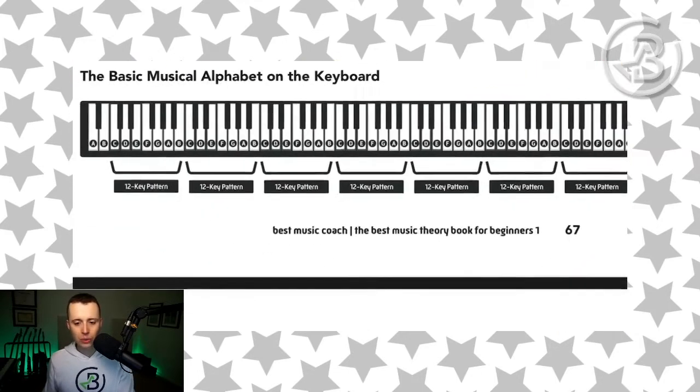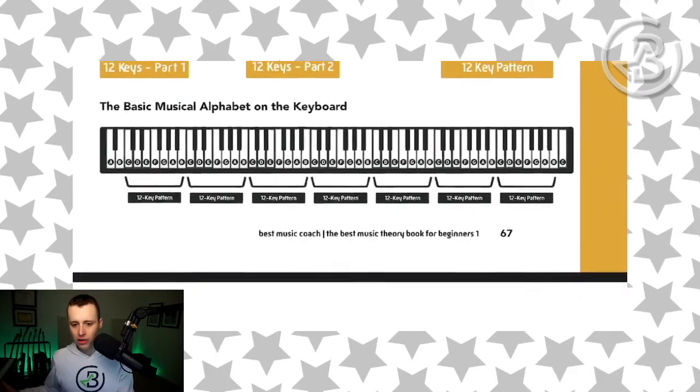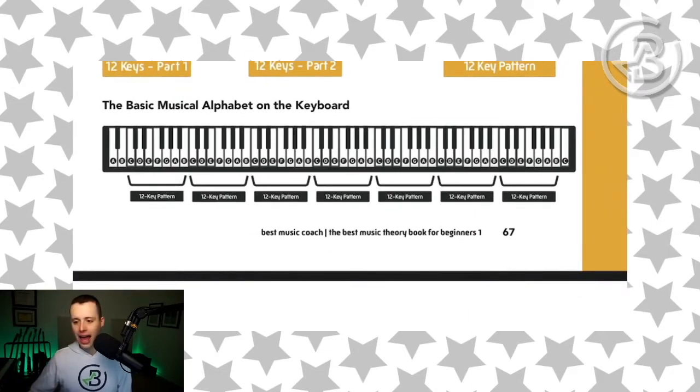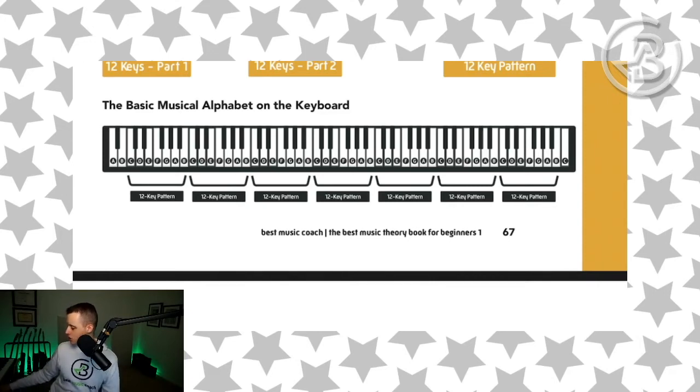And to show you what that would sound like, calling the names of the notes out as I play, A, B, C, D, E, F, G, repeating up the keyboard, ending on A.